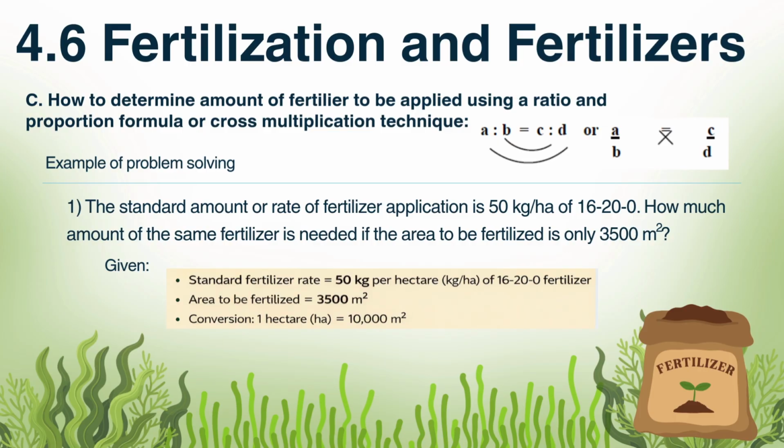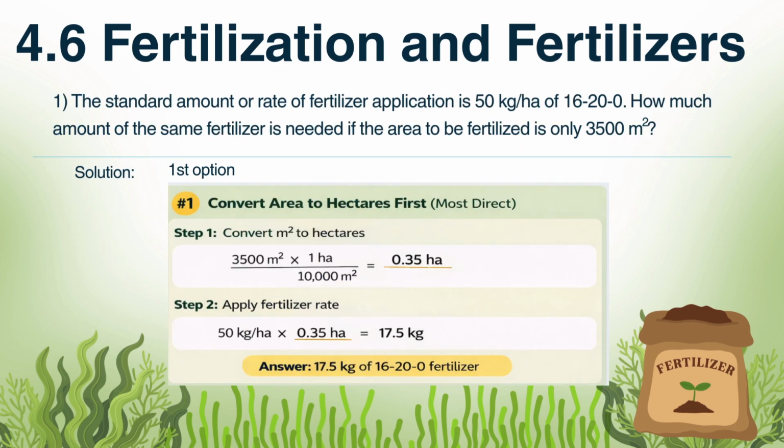Then we must know that the conversion of 1 hectare is equal to 10,000 square meters. So to solve the problem, there are three options that we can follow. The first one, the most direct, is to convert area to hectares first. So 3,500 square meters divided by 10,000 square meters gives us 0.35 hectares.